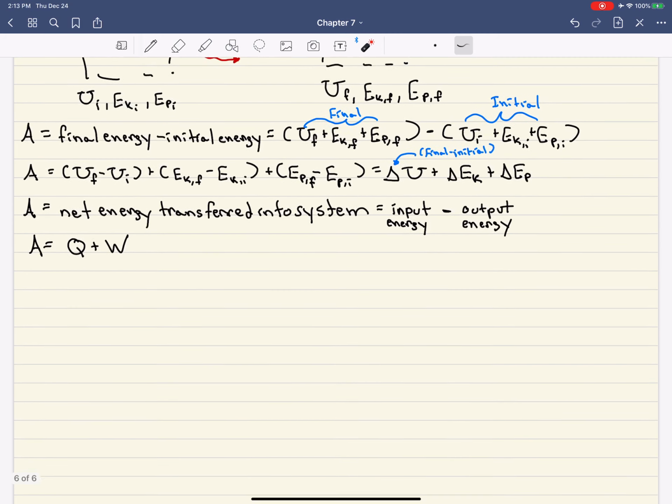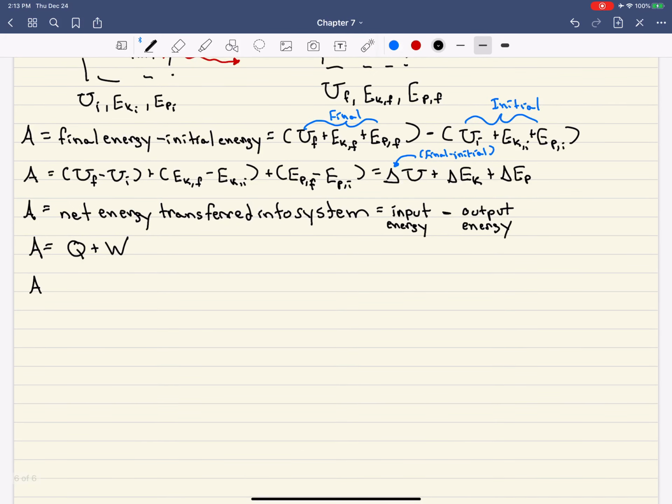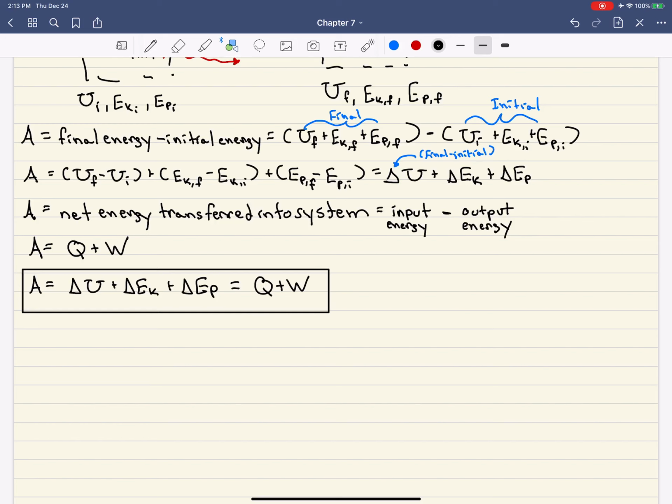And so what that allows us to do is we can just write accumulation of energy is equal to delta U plus delta EK plus delta EP, which is also equal to Q plus W. All right? And so what this gives us is the fundamental energy balance for a closed system. Right? And I emphasize closed system here.